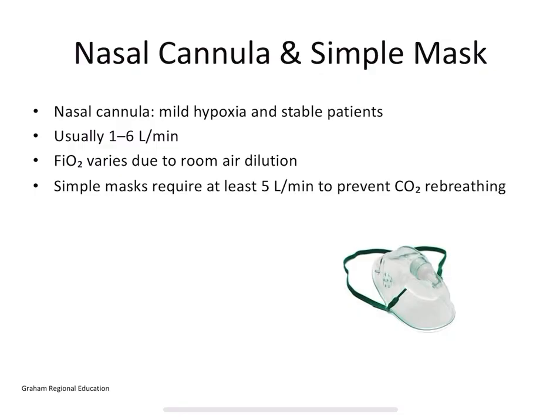Nasal cannulas are used for mild hypoxia and usually run from about 1 to 6 liters per minute. Oxygen concentration varies because of the patient mixing the room air with the delivered oxygen. Simple masks require at least 5 liters per minute to prevent rebreathing of carbon dioxide. Don't forget to add the hydration for the nasal cannula for anything greater than about 4 liters.